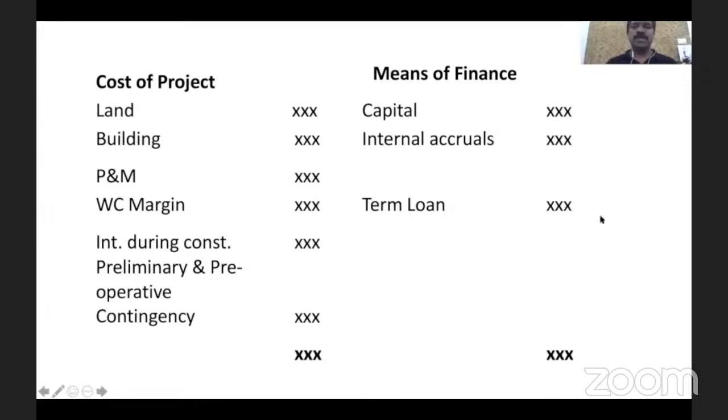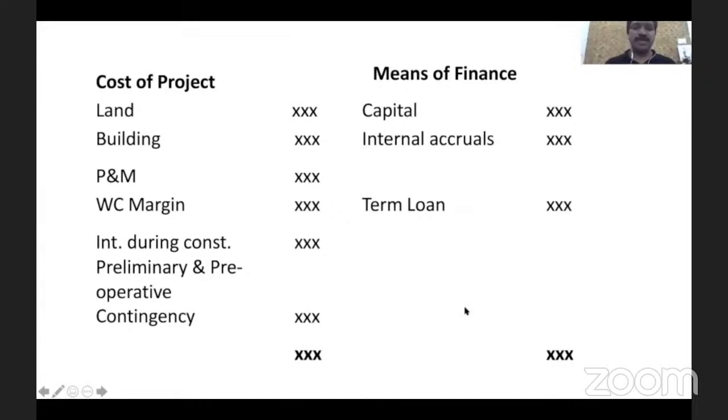It means this table is very important for my project. Where all I have to spend: on land, building, plant and machinery, and other miscellaneous items. And for all this, from where I will arrange money, how much I'm going to bring, how much I'm going to ask the bank for as a loan. That gets captured in cost of project and means of finance.